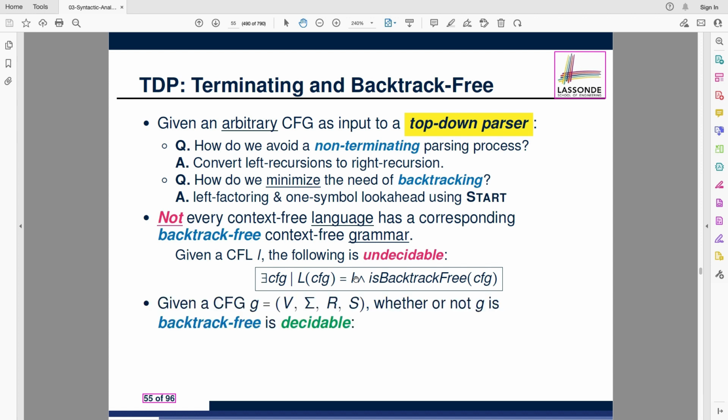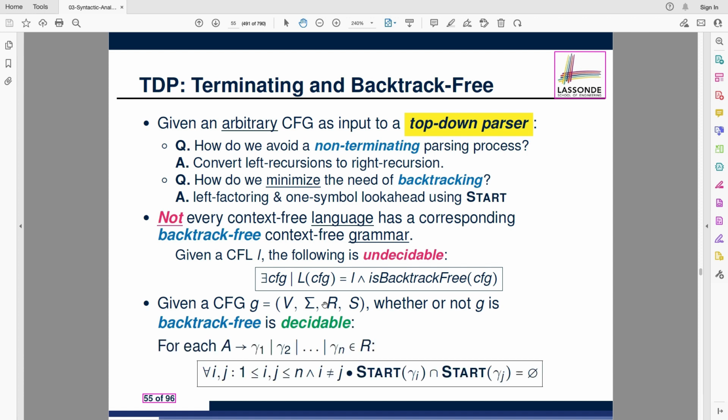On the other hand, if I give you a grammar, and I ask you whether or not it's backtrack-free, that problem will be decidable, which we just did. You have to check whether this property is satisfied. So you want to make sure you understand these two problems. Given a language, deciding whether there is a context-free grammar that's backtrack-free is undecidable. On the other hand, given a grammar, deciding whether or not it's backtrack-free is decidable. So these are two different problems.